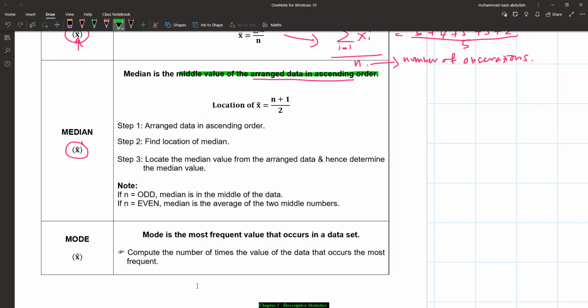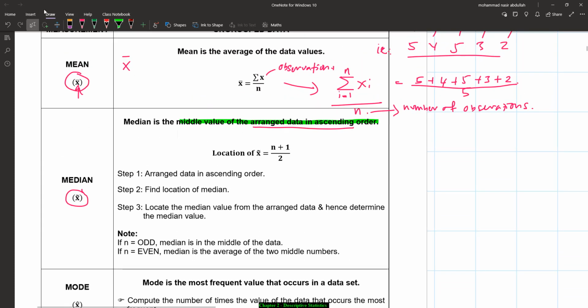Means that before you calculate the median, you need to arrange the data in ascending order, from the smallest value to the largest value. For example, let's take this example: 5, 4, 5, 3, 2. We arrange the data from the smallest number: 2, 3, 4, 5, 5. And then we need to find the location of the median.